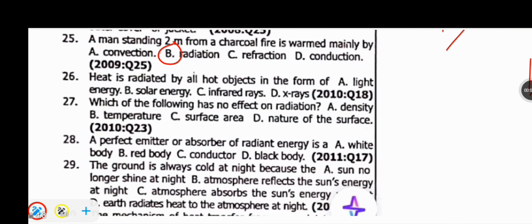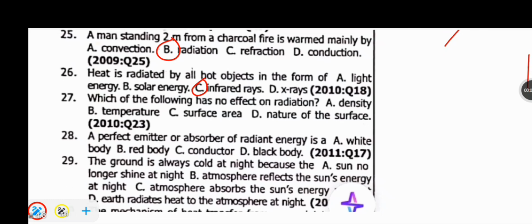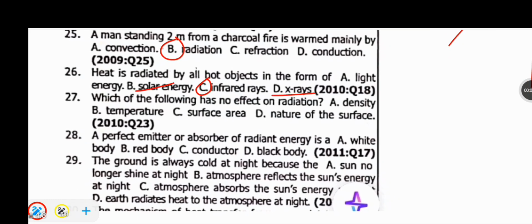Heat is radiated by all objects in the form of, it's not solar energy, it's infrared rays. Infrared rays are electromagnetic waves. It's one of the electromagnetic spectrum. So heat is radiated by all objects in the form of infrared rays. Okay, not X-ray, not solar energy.